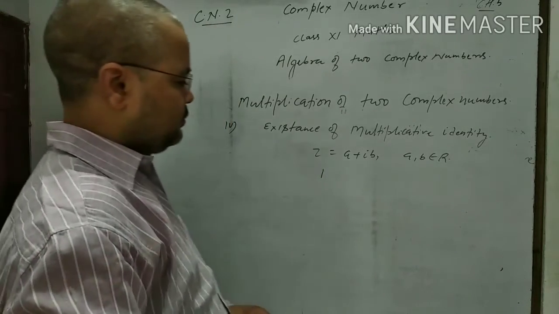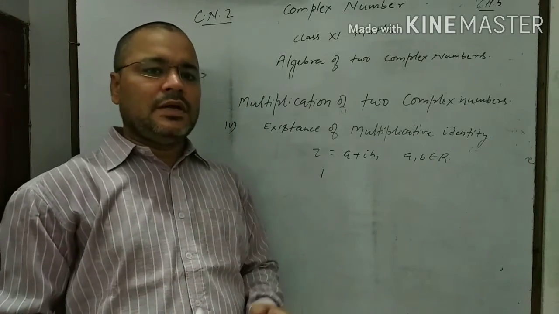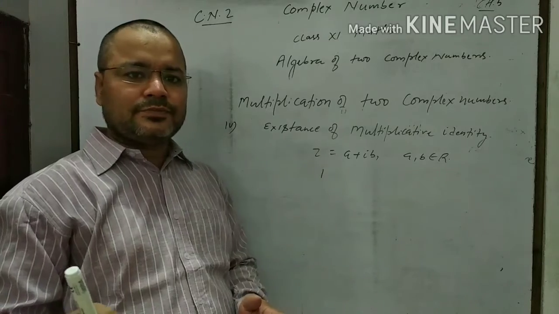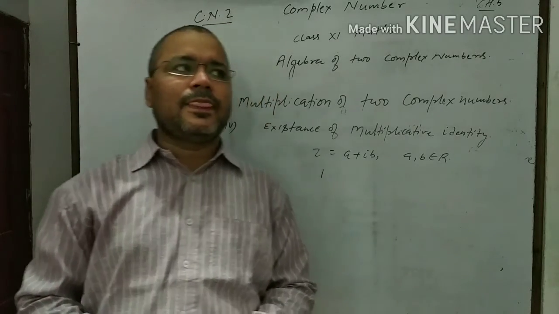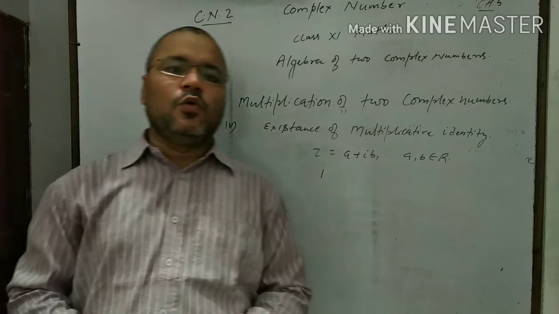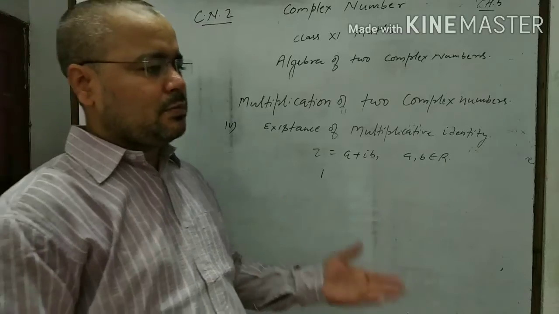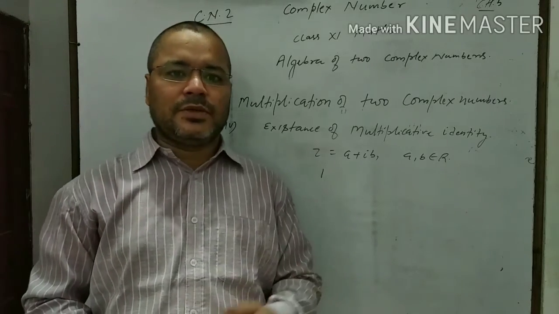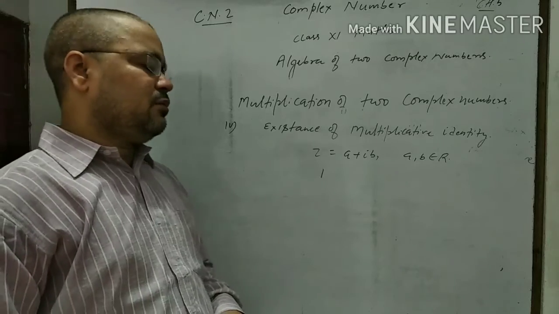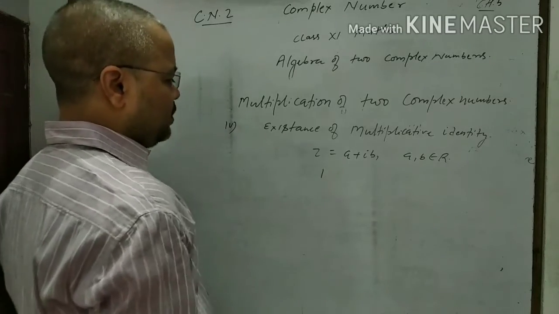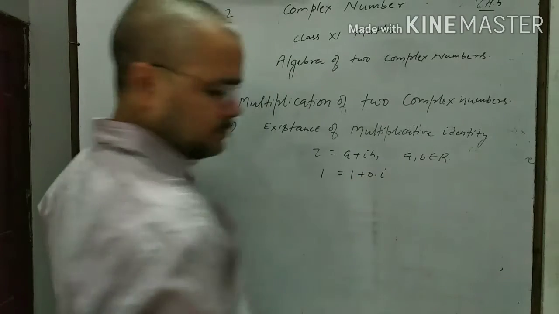We know that every number is a complex number. A natural number is also a complex number, which means we can represent a natural number as a complex number. A whole number is also a complex number. Every real number can be expressed in the form of a complex number. Similarly, if I want to represent 1 in the form of a complex number, then 1 is equal to 1 plus 0 into i.